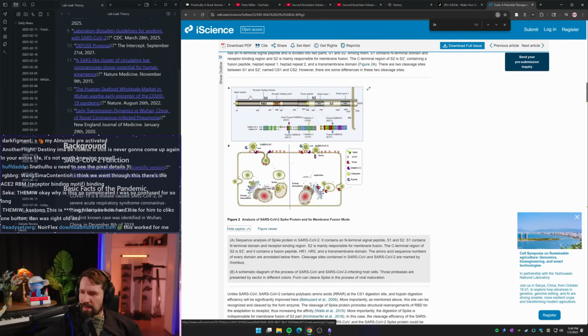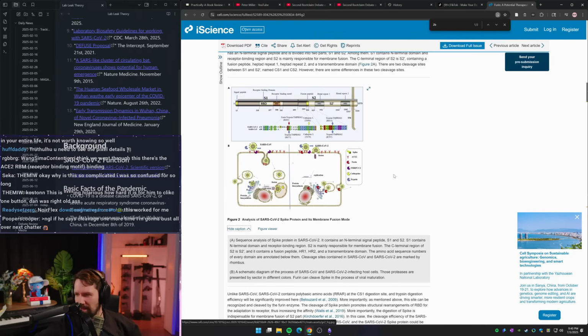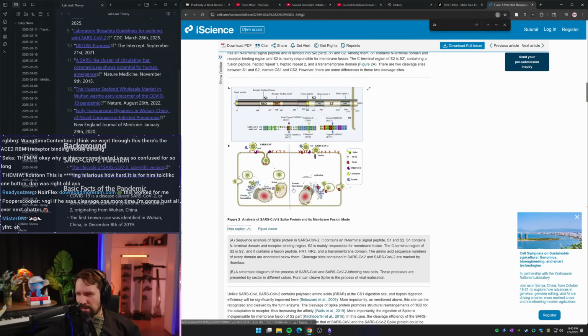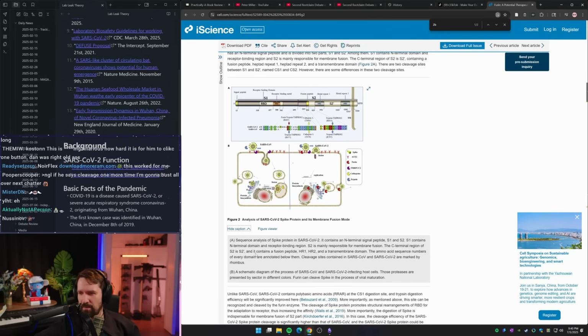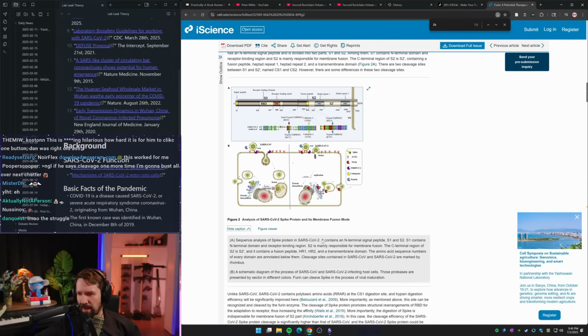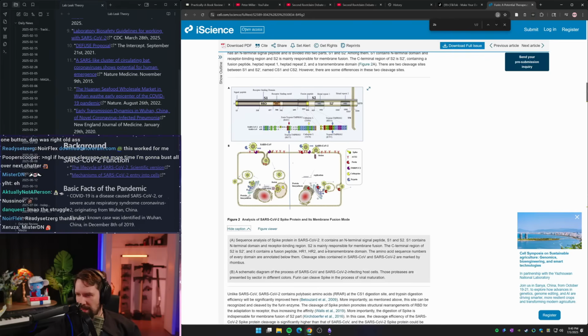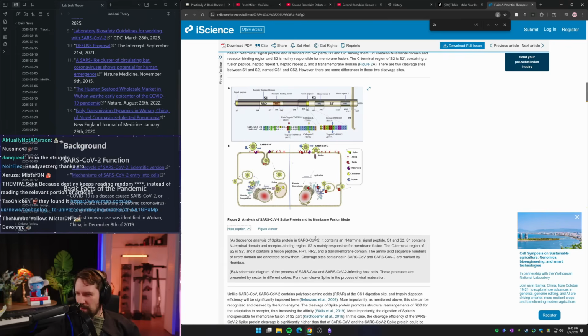This is the sequence analysis of spike proteins in SARS-CoV-2. It contains an N-terminal signal peptide, S1 and S2. S1 subunit 1 contains the N-terminal domain and receptor binding region. S2 is mainly responsible for membrane fusion. The C-terminal region of S2 is S2 prime, and it contains a fusion peptide, HR1, HR2, and a transmembrane domain. The amino acid sequence numbers of every domain are annotated below. Cleavage sites contained in SARS-CoV and SARS-CoV-2 are marked by rhombus.